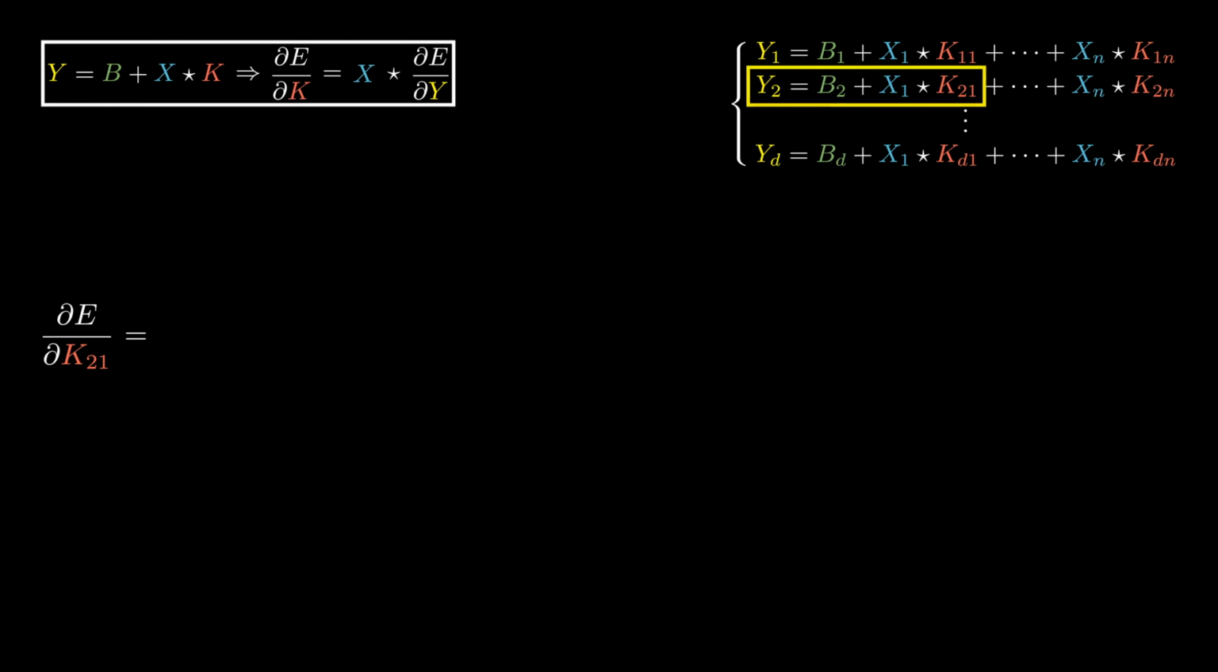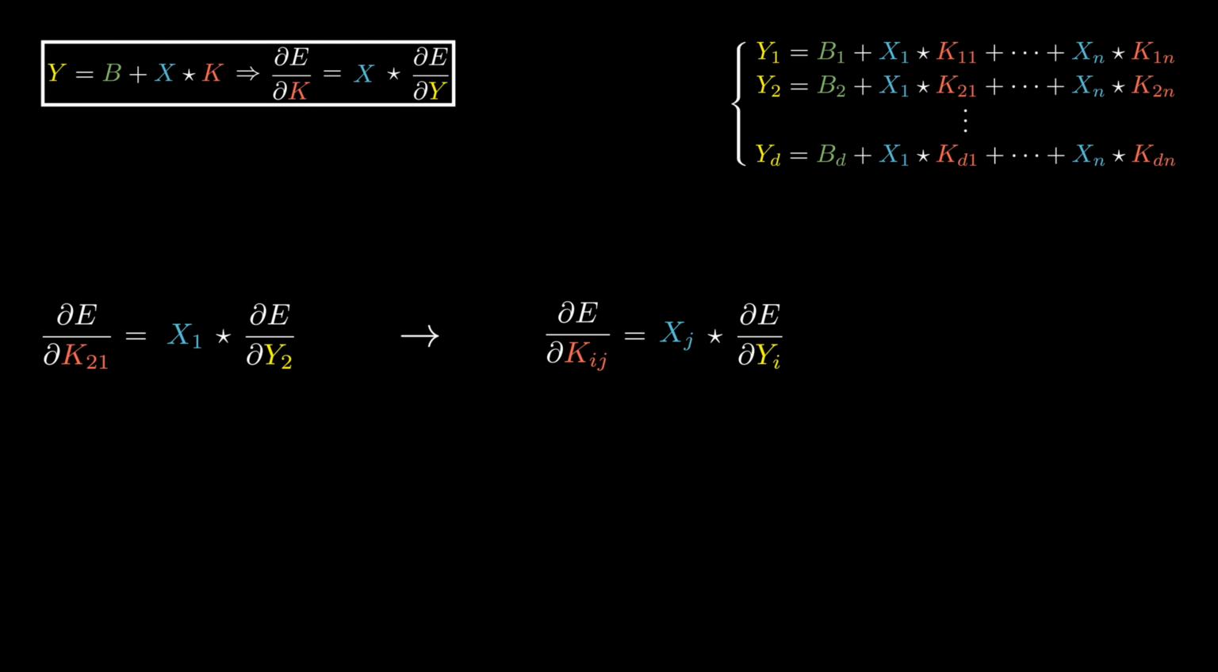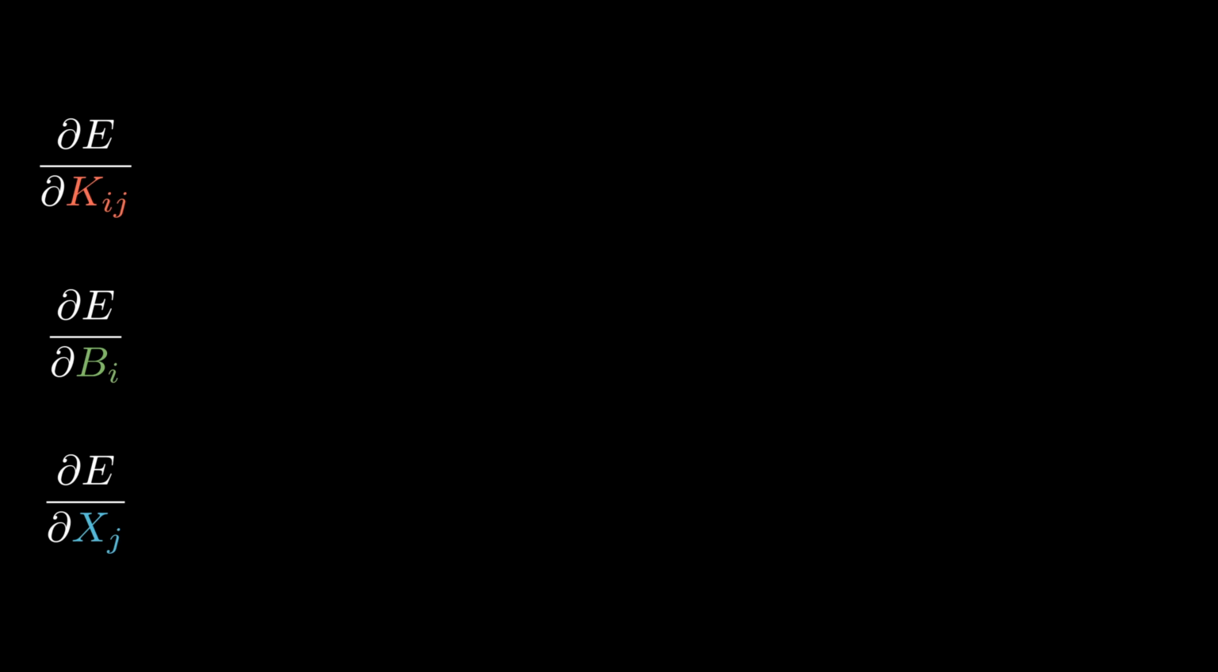And this is the very same equation that we have in the upper left section of the screen. And so we can immediately write that the derivative of E with respect to k21 is equal to x1 correlated with the derivative of E with respect to y2. And of course, there is nothing special about k21. This can be generalized for any kij. 1 piece out of 3.